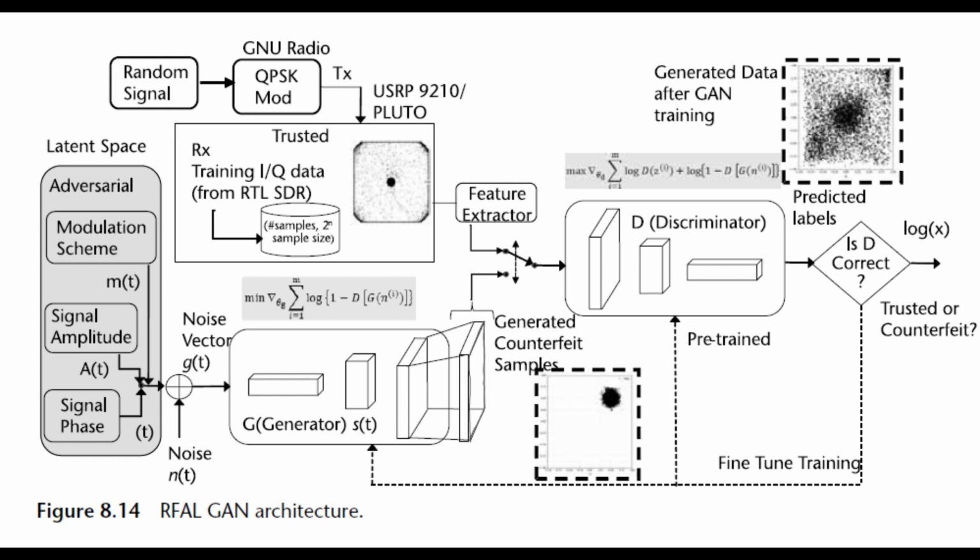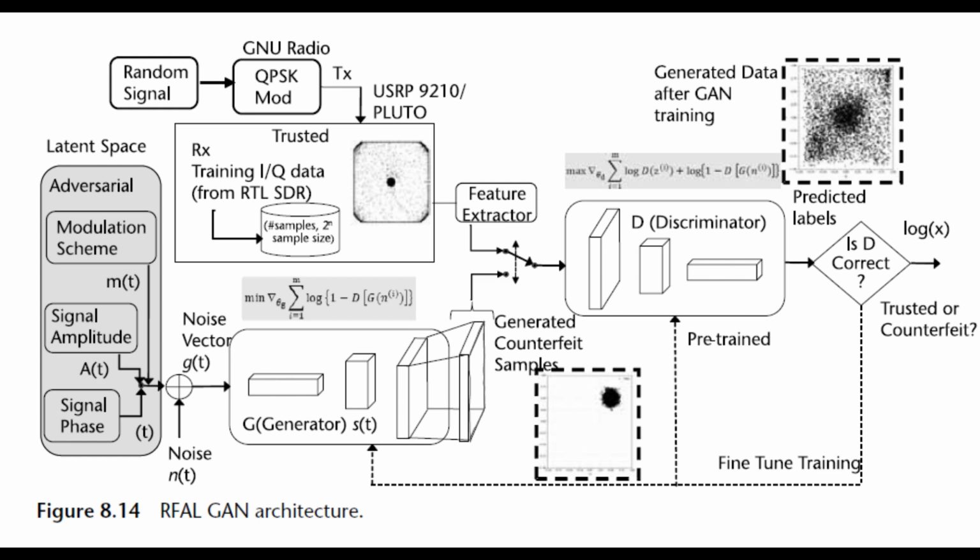This signal is modulated using quadrature phase shift keying, QPSK, modulation. This modulation scheme is applied to the random signal, preparing it for transmission. Transmission, TX, via USRP 9210 Pluto. The modulated signal is transmitted using hardware like the USRP 9210 or Pluto software-defined radios, SDRs.